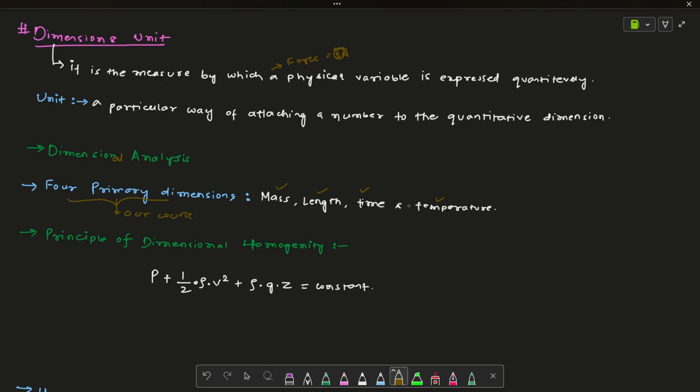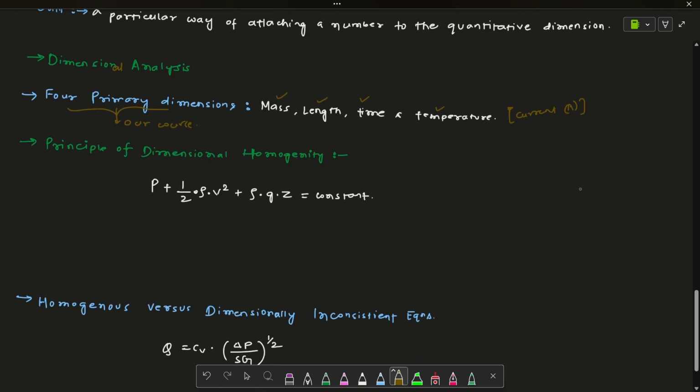However, in some cases, like when an electric field is given, we will attach another dimension, that is current, and that is ampere. I don't think we are going to use current, but these 4 primary dimensions are very useful in our course. And the next point is the principle of dimensional homogeneity.